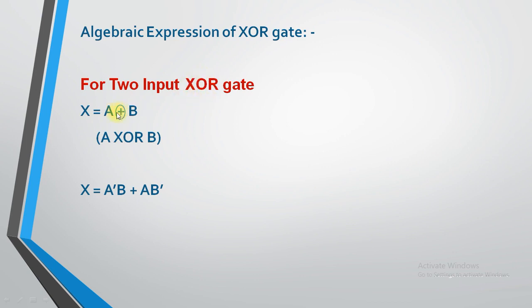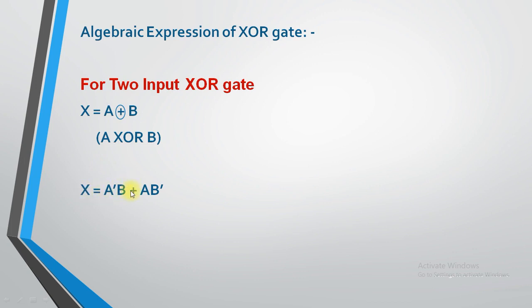I want to repeat this once again. If only OR gate is there, A plus B is the formula which represents OR gate. Over here I have placed the plus sign inside one circle. So that is called XOR gate. And you can read this line like A XOR B. So this is the first Boolean expression of XOR gate.